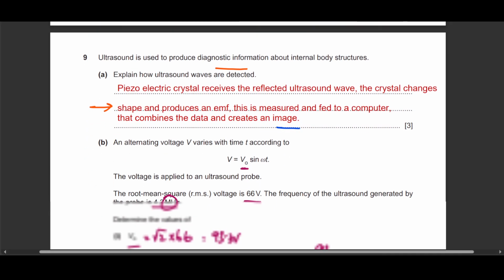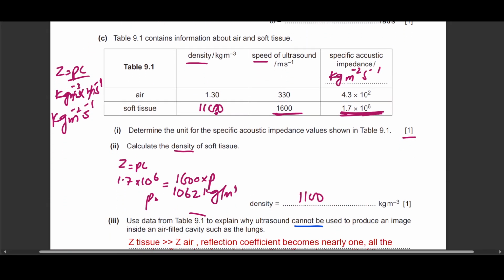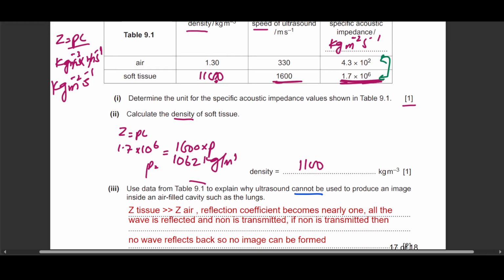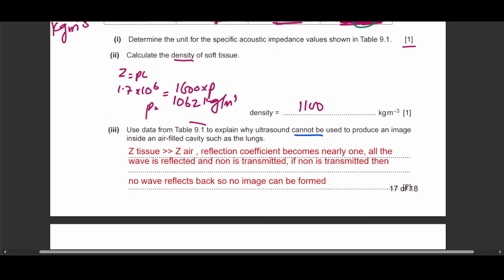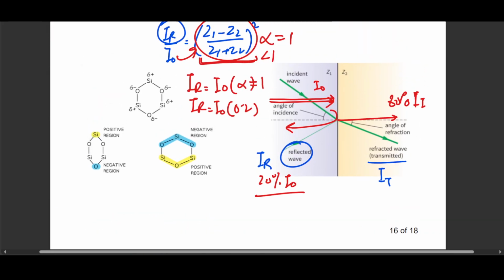Now, over here, he says why an image can't be produced. You can see that there is a large difference between the acoustic impedances of air and soft tissue, power 2 and power 6. So the impedance of tissue is much, much greater than the air, and the reflection coefficient becomes nearly 1. This is what I discussed earlier. Even if you put in the values in this formula, you will see that the whole bracket becomes 1. Since it becomes 1, the whole wave is going to get reflected back. If you send a signal and you receive it back, nothing was transmitted. So you can't access the organs that are inside the body.